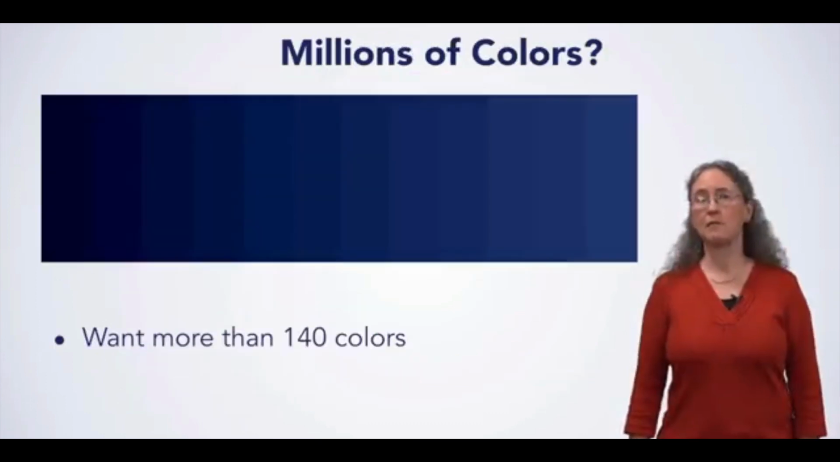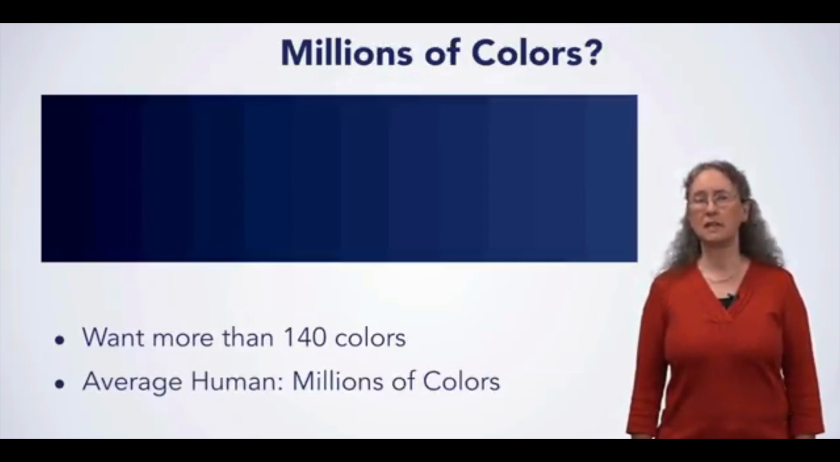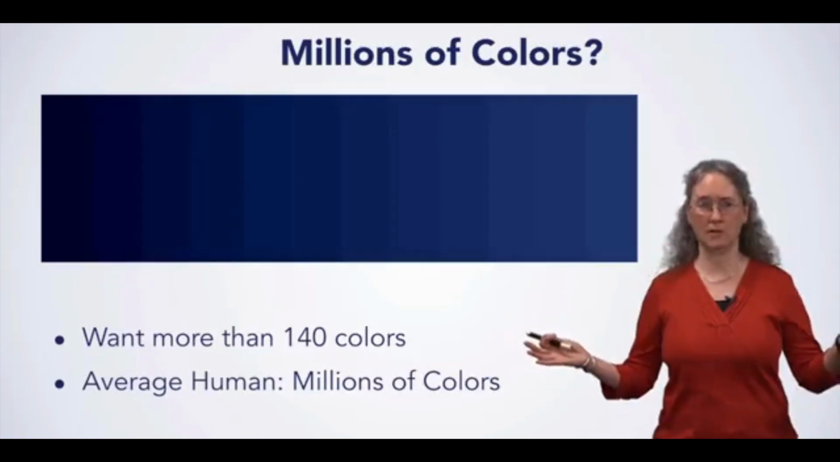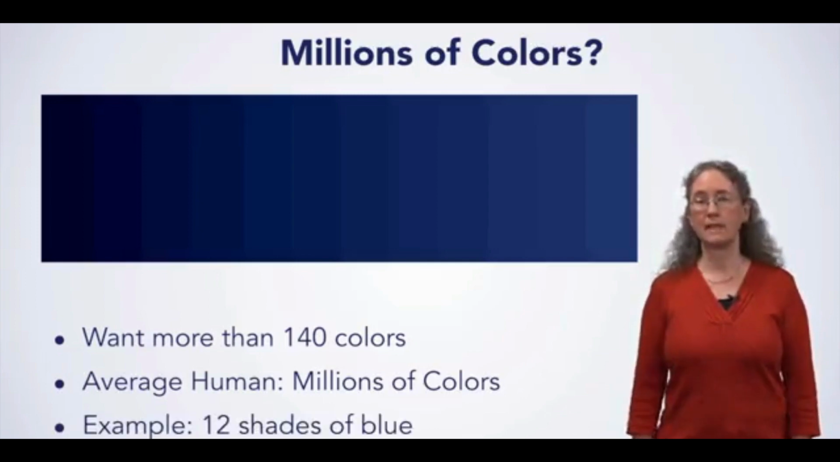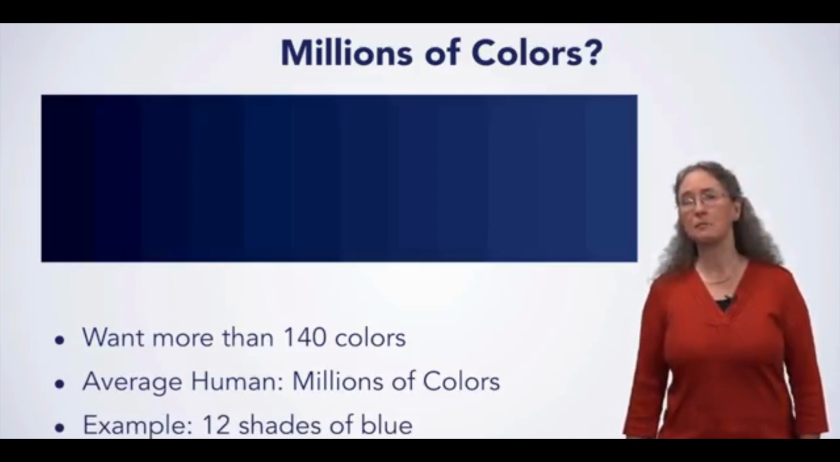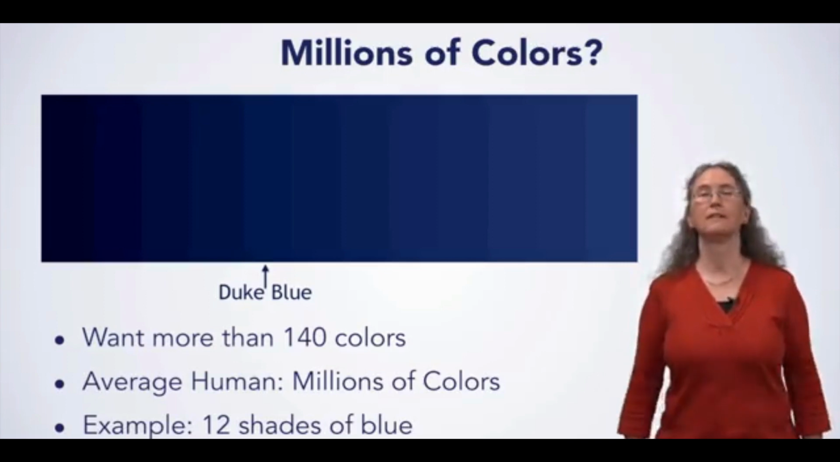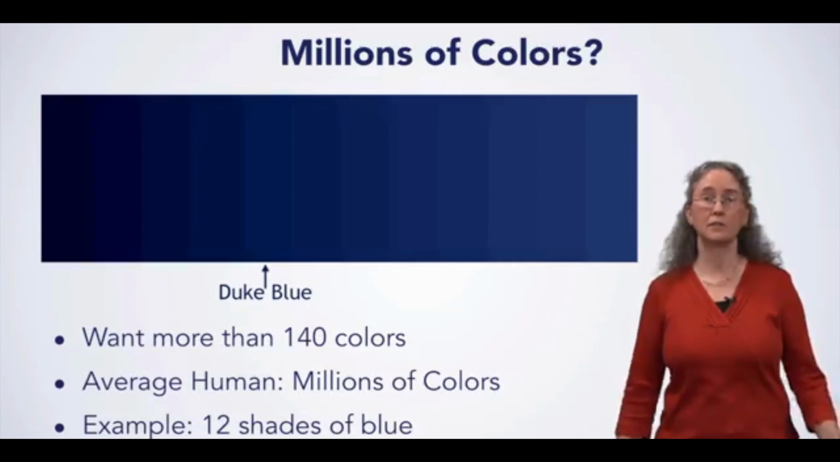It seems like we might want more colors, but how many would we need? Humans can perceive literally millions of colors. For example, we have here 12 very subtly different shades of blue, ranging from very dark on the left to a medium light blue on the right. These are just a few shades of blue, and one of them is a very important shade of blue. This bar in the middle is Duke blue. Of course, there's many more shades of blue and many more shades of other colors too.